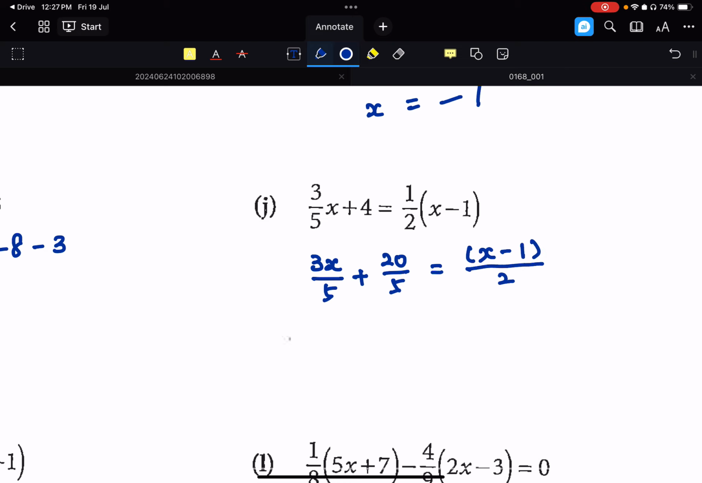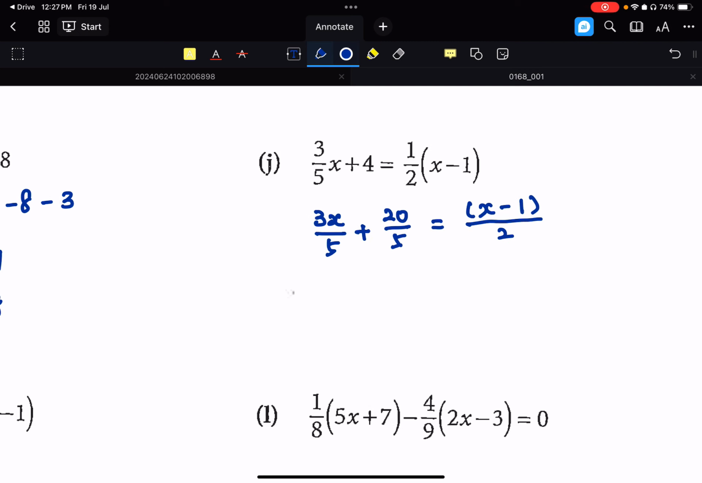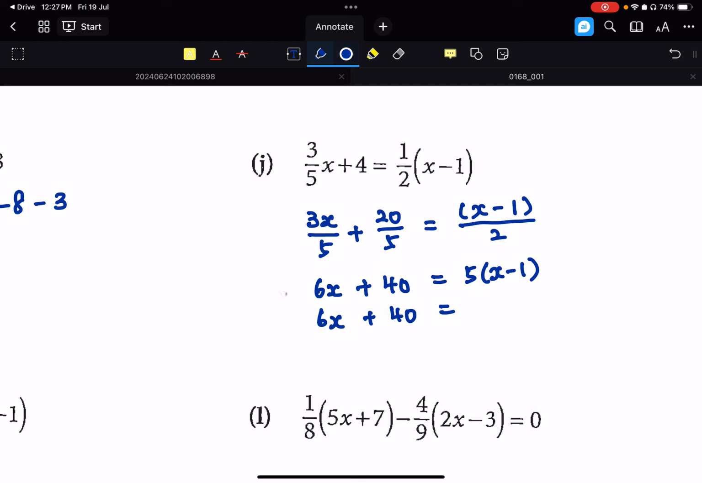You can write it in this form, right? So what this does is, if I were to multiply by the LCM of the denominator throughout, it actually clears the fraction. So if I multiply by 10 throughout, I will end up with 6x plus 40 equals to 5x minus 5. So x will be equals to negative 45. Let me write it cleaner, better handwriting here.